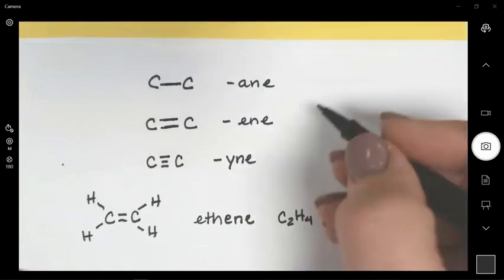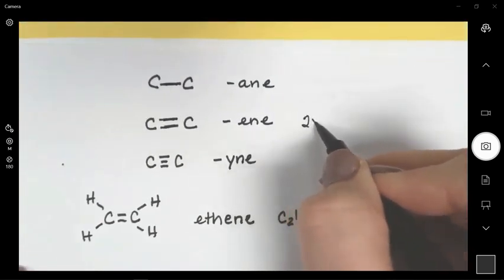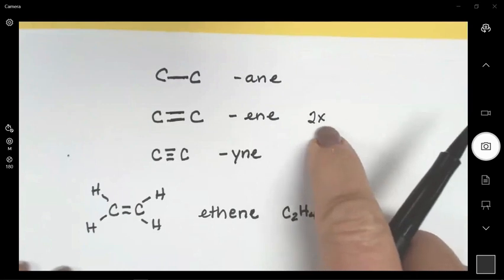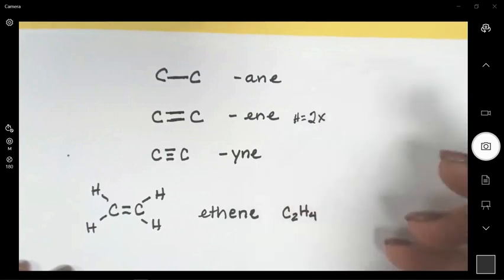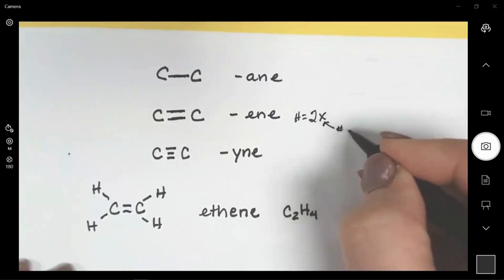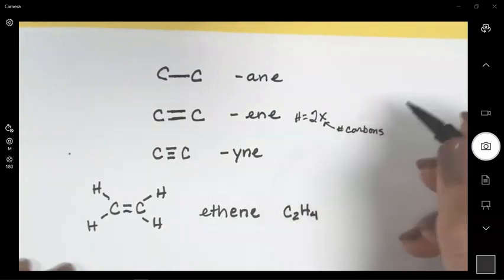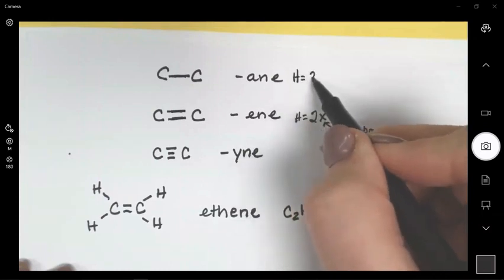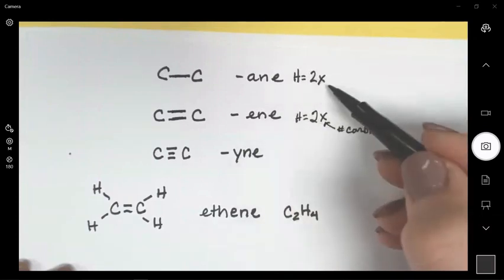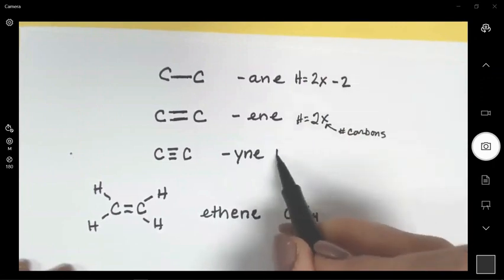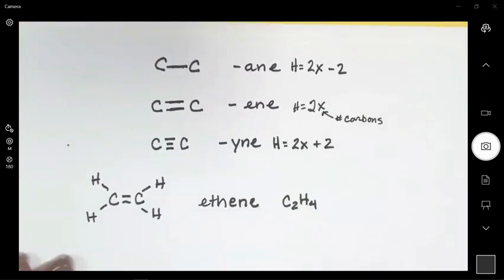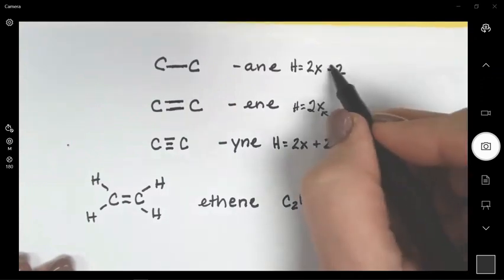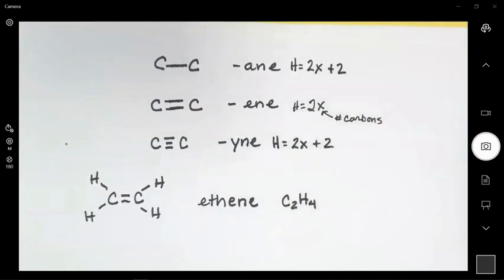Here it's 2x, where x is the number of carbons. So your hydrogens equal 2 times your number of carbons. For ane, H equals 2x plus 2, where x is the number of carbons, and for ene, H equals 2x. It's the other way around. This is plus, and this is minus.